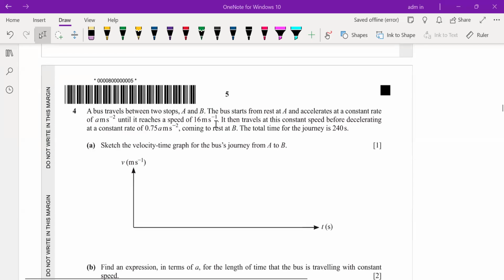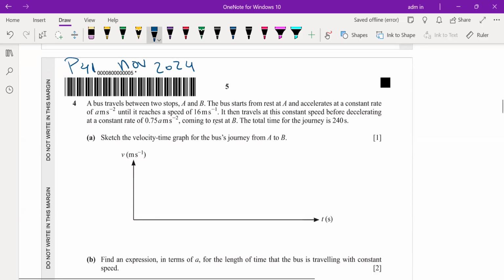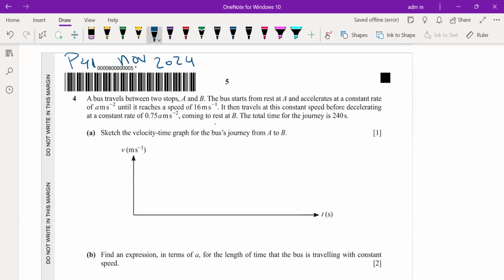In this tutorial, we'll solve question number 4, paper 41, November 2024. A bus travels between two stops, A and B.